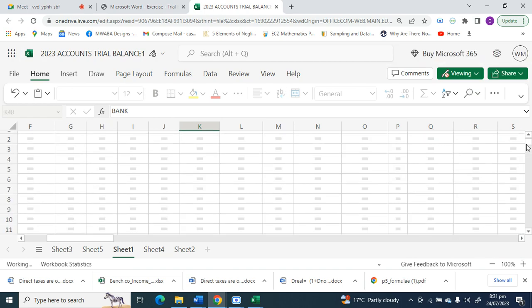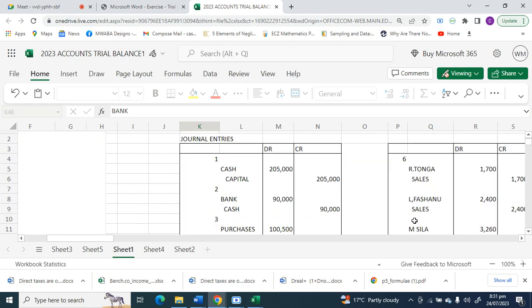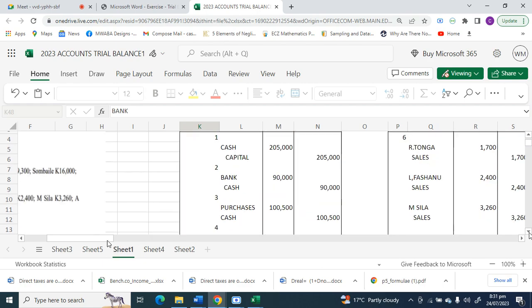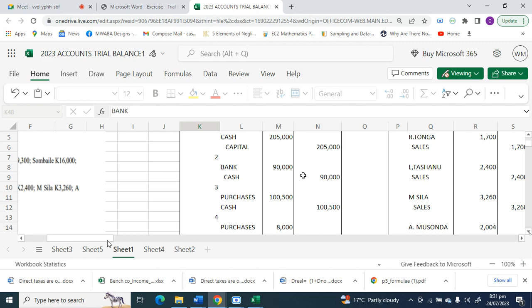So your journal entries, you can put them in this format, in one single table like this, because these are going to guide you where to put in each ledger. So on the purchases account, on the debit side, you put 100,500. On the cash account or the cash ledger, you put on the credit side 100,500.